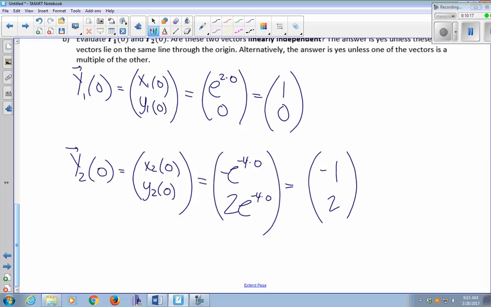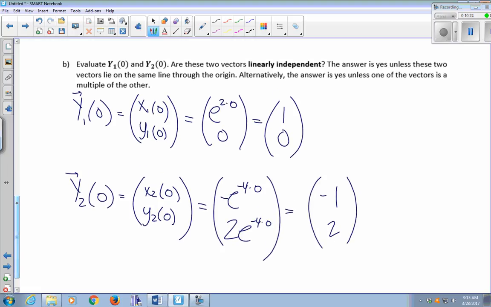All right, so then the rest of the question says, are those two vectors linearly independent? If you took linear algebra, you know what that means. And if you don't, I'm telling you in the next sentence. It says, the answer is yes, unless those two vectors lie on the same line through the origin. Another way of saying that is if one vector is a multiple of the other. Is one of those vectors a multiple of the other? No, then they are linearly independent.